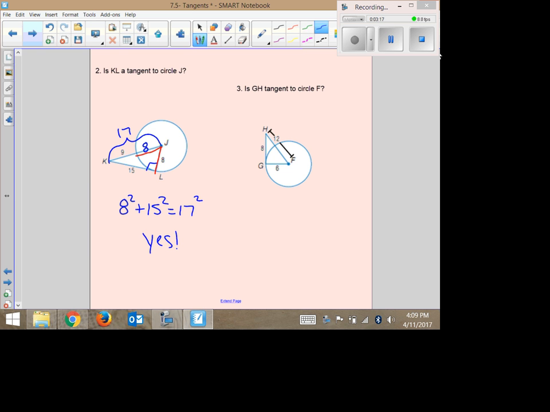Now, we want to check 6 squared plus 8 squared. And does that equal 12 squared? No. So it is not a tangent.